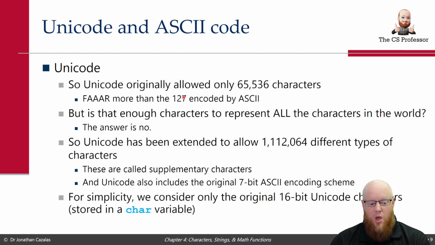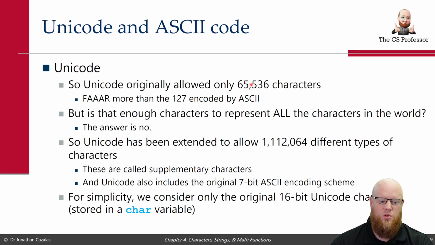Also important is this bullet point to know that Unicode includes the original 7-bit encoding scheme. So the first 128 values in Unicode are actually the original ASCII. From the 65,000, the first 128 values are the original ASCII encoding scheme.